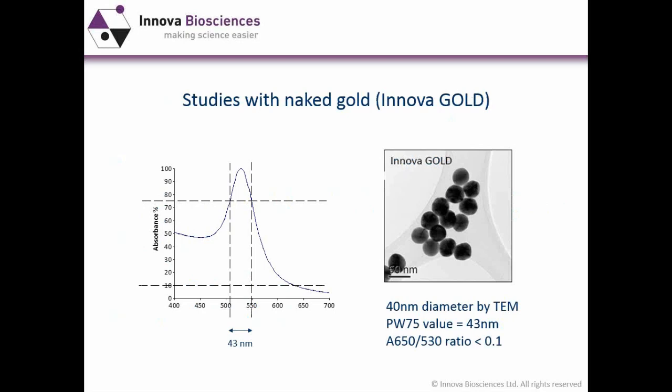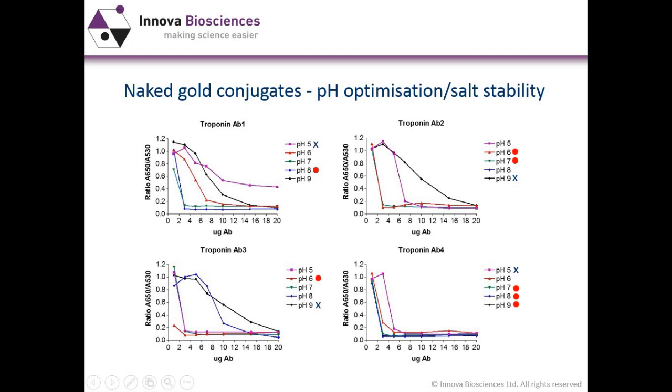Okay, before I come on to the actual examples of conjugation using passive adsorption, these are the particles that are used in the next slide. So this is gold that we produce here. The electron micrograph is shown on the right. So these are nice spherical particles. Consistent with that, the peak width at 75% height is 43 nanometers. We also have quite a low 650-530 ratio. So using these particles with 4 anti-troponin antibodies, we've determined the best conditions for each one.